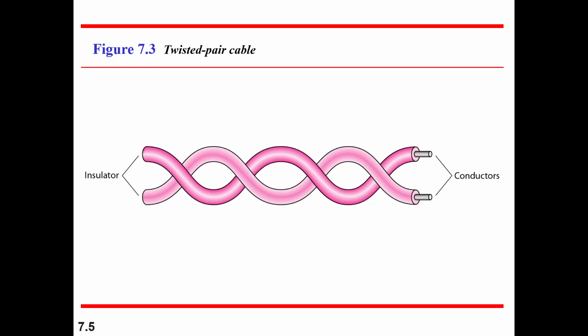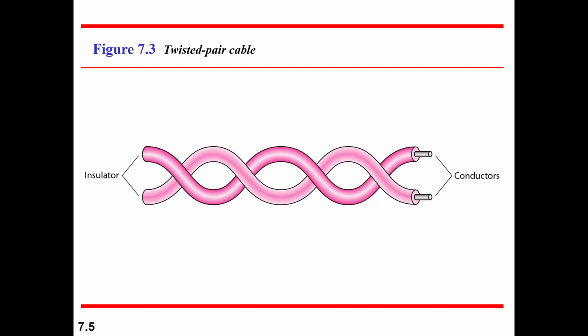By twisting the pairs, a balance is maintained. For example, suppose in one twist, one wire is closer to the noise source and the other is farther. In the next twist, the reverse is true. Twisting makes it probable that both wires are equally affected by external influences, noise, or crosstalk. This means that the receiver, which calculates the difference between the two, receives no unwanted signals. The unwanted signals are mostly cancelled out. From the above discussion, it is clear that the number of twists per unit of length, for example, inch, has some effect on the quality of the cable.